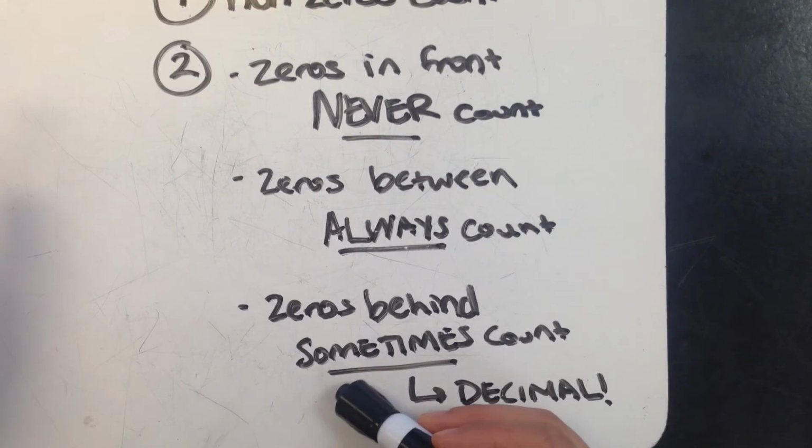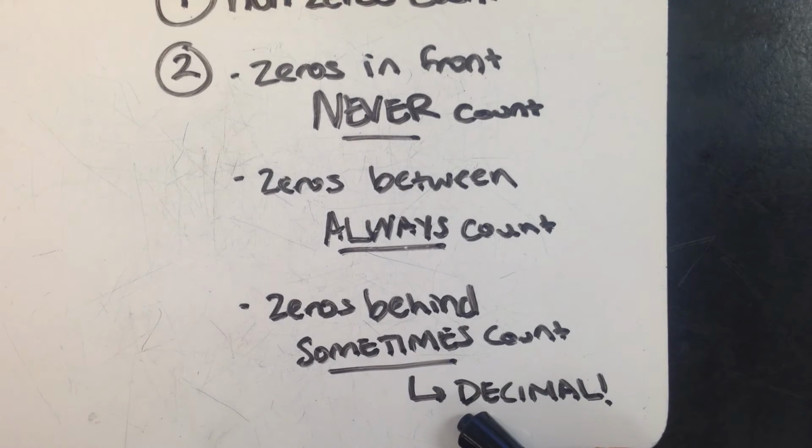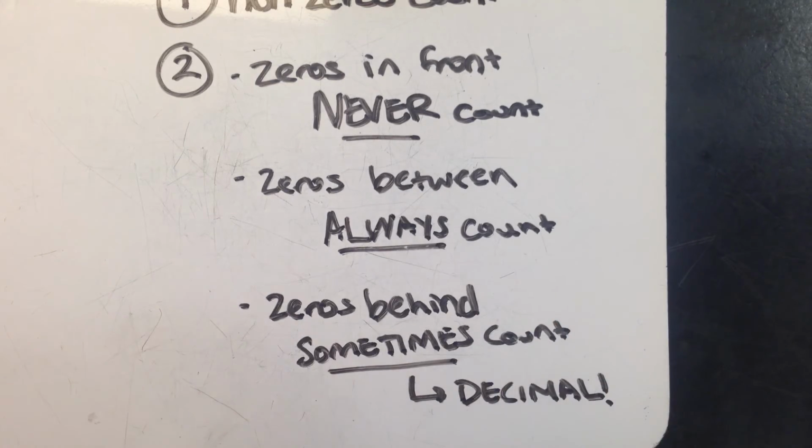If they're behind the numbers, they sometimes count, and that's only if there's a decimal written. The decimal can be anywhere in the number. It could be in front of the zeros, behind the zeros, between the zeros, it doesn't matter. If there's a decimal written, then zeros behind numbers count. So let's look over a couple of examples.